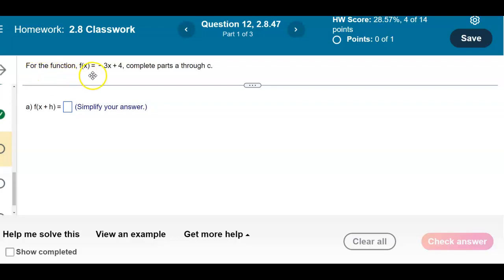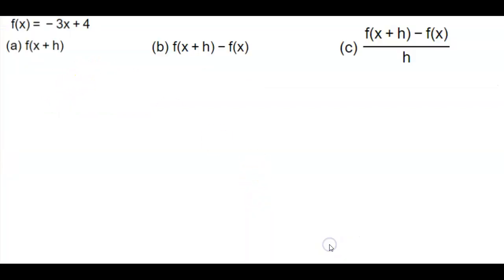For the function f of x equals negative 3x plus 4, we're going to complete parts A through C. So the first thing we want to do is find f of x plus h. So x plus h becomes the input for this function. So let's go ahead and work this out. I'm going to write out first the function, which is f of x, which is equal to negative 3x plus 4.